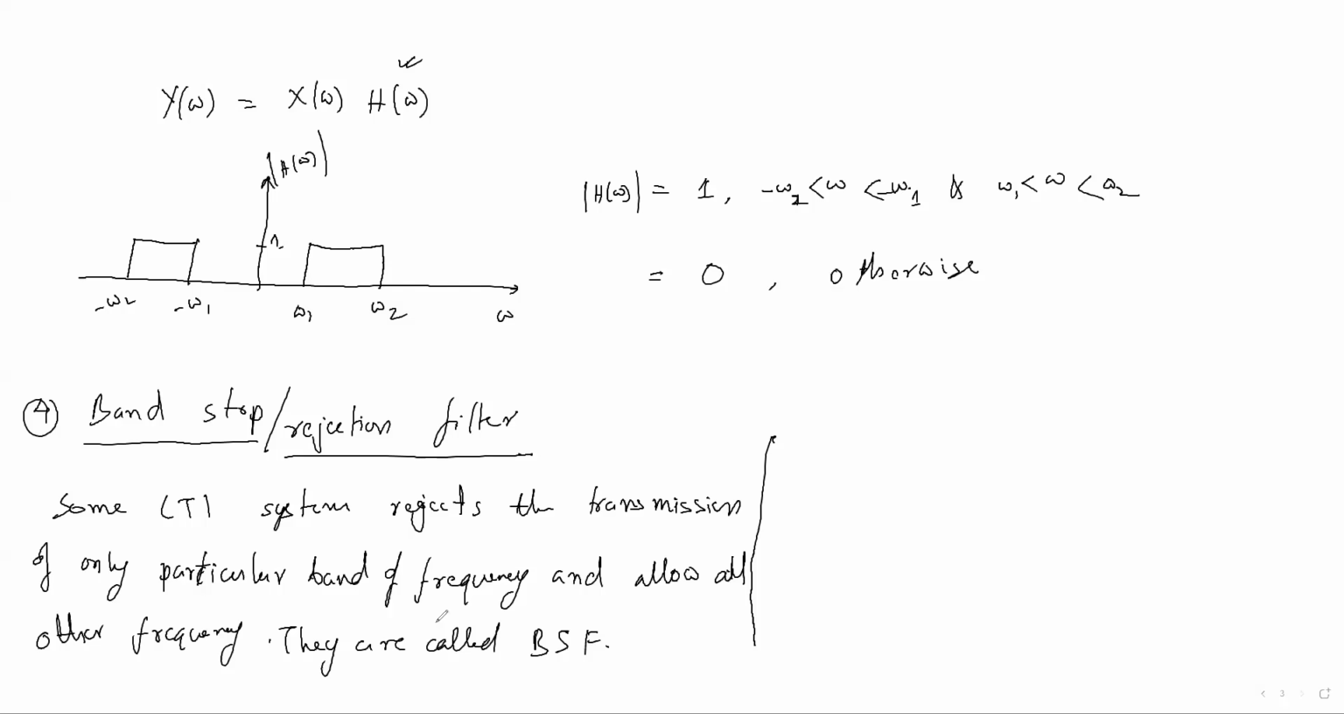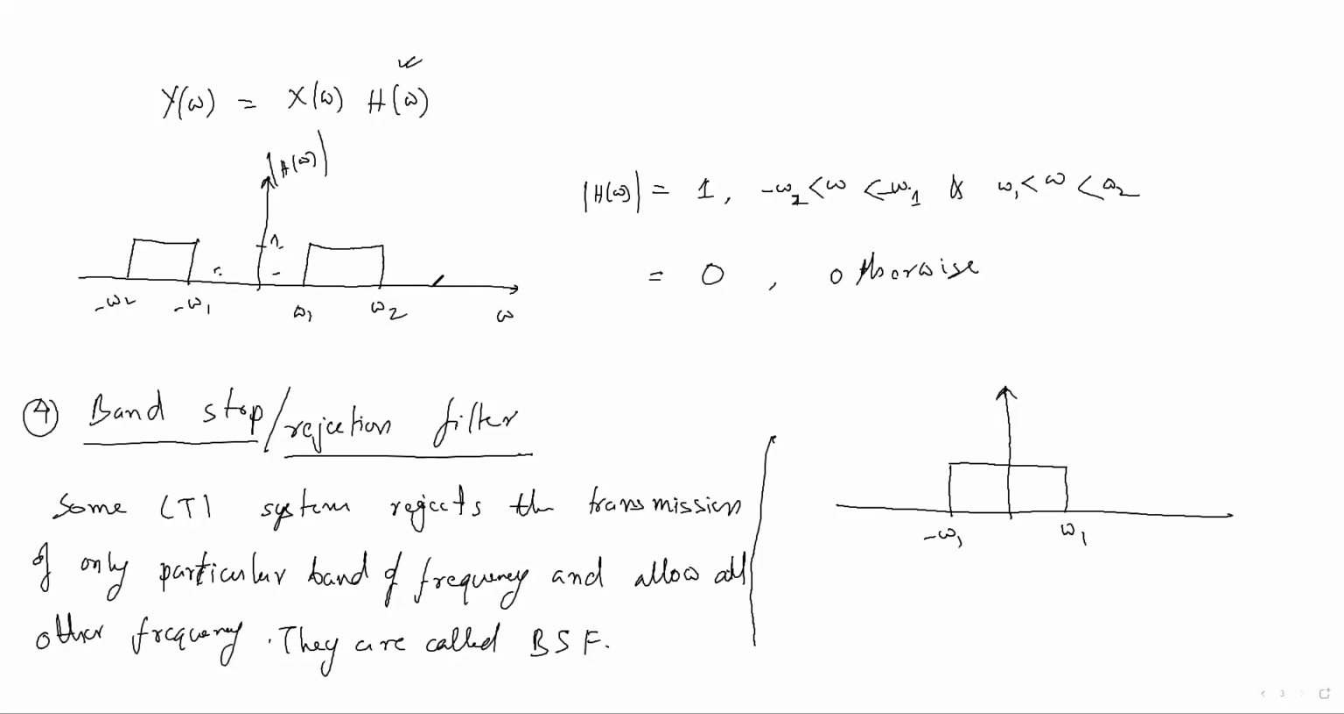So what will be the characteristics of H of omega, or what will be the shape of H of omega? The shape of H of omega for the band stop filter is like this. It is opposite to the band pass filter. Where the band pass filter has no frequency, here it will have the frequency. Suppose it is from minus omega 1 to omega 1.